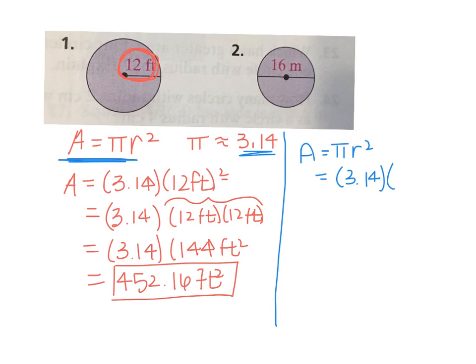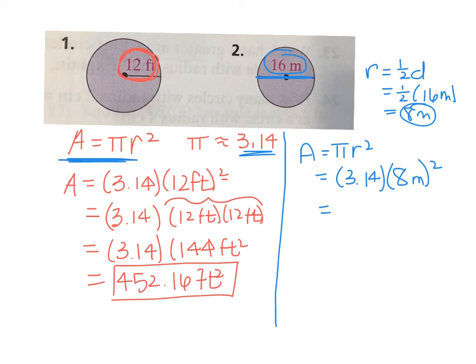I need to plug in my radius value, but if you notice, this 16 meters is actually the whole distance across. So remember, radius is equal to half of your diameter, or in this case, half of 16 meters, which is going to give me 8 meters. So this is what I'm going to plug in for my r value. So I have 8 meters. I do have to square that.